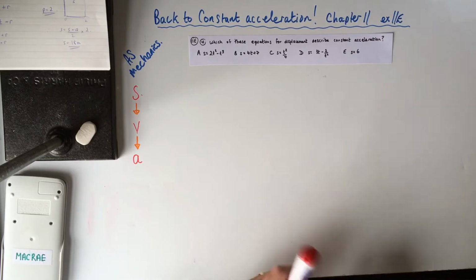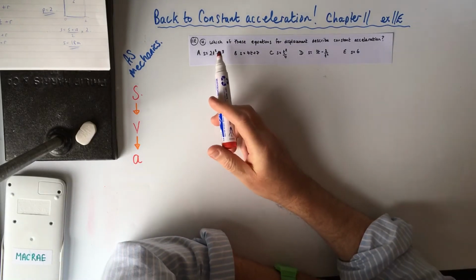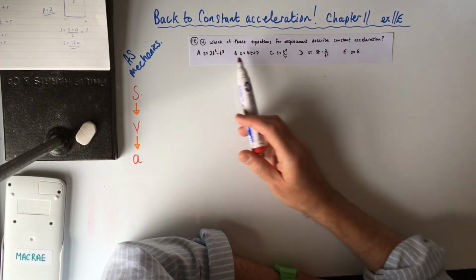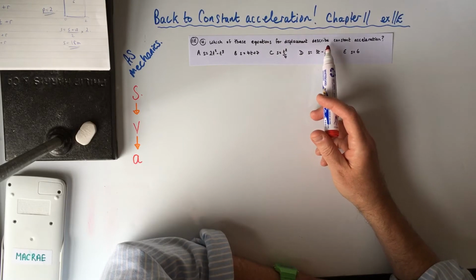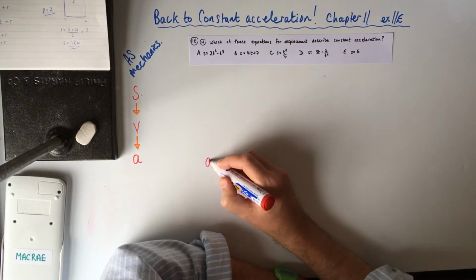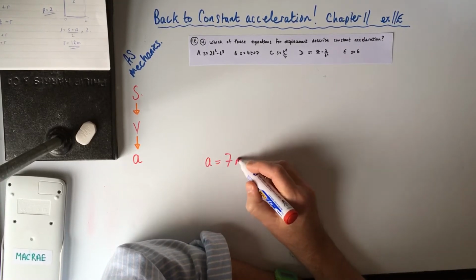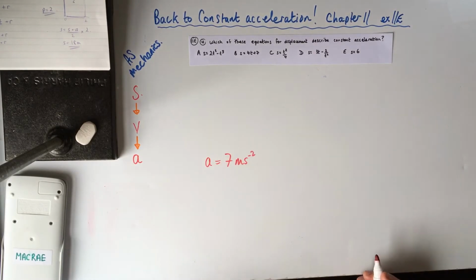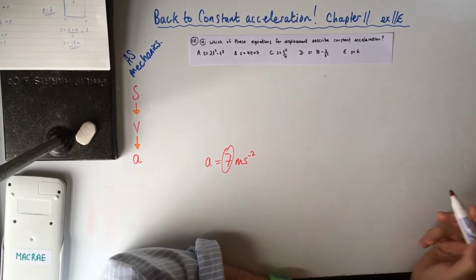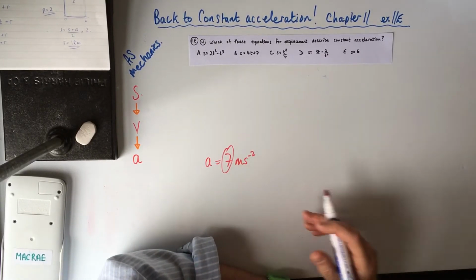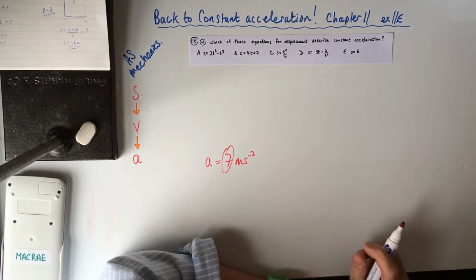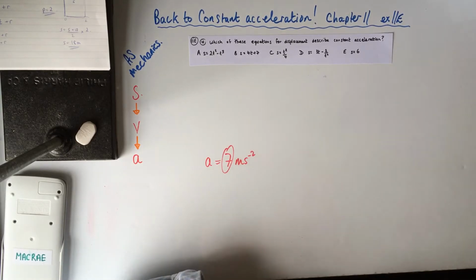And typically it's the hardest question. Question 4 gives you five equations, a, b, c, d, e, and it says which of these equations for displacement describes constant acceleration. Now, constant acceleration means that your acceleration is just a number, like 7 meters per second to the minus 2. That's accelerating quite fast. So constant acceleration is just when you have a number. It's not going to change with time. It just stays at 7 meters per second squared. So every second it increases its velocity by 7 meters per second.